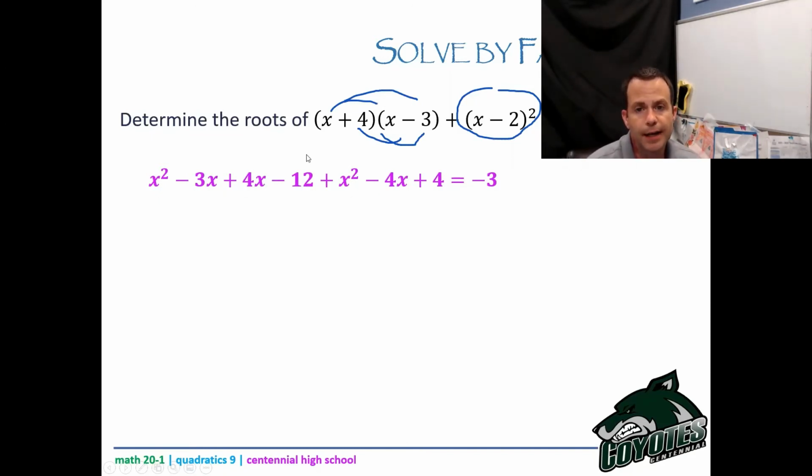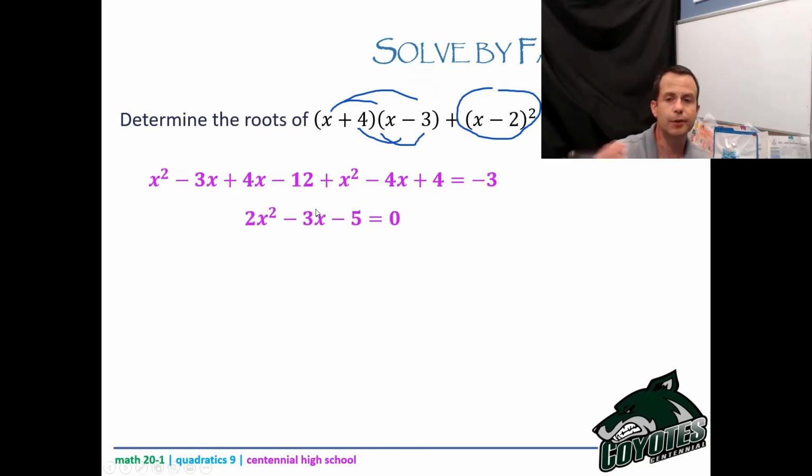Now, I've got x squared and x squared, so that'll be 2x squared. My 4x and negative 4x actually add to 0, so I'm just going to ignore them. I've got negative 3x, and then I've got negative 12 plus 4, so that's negative 8, but then I'm going to add another 3 to that, so that'll be negative 5. So I've got 2x squared minus 3x minus 5 equals 0 when I simplify everything up. Looking for two numbers that multiply together to give me negative 10, add together to give me negative 3.